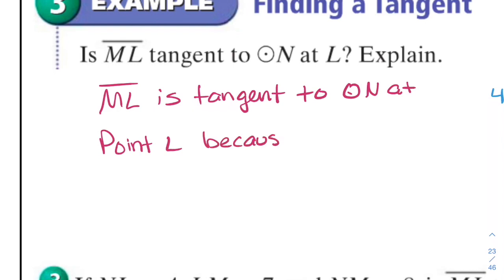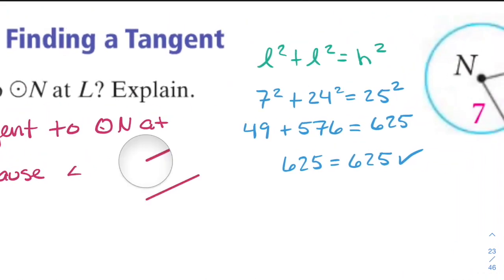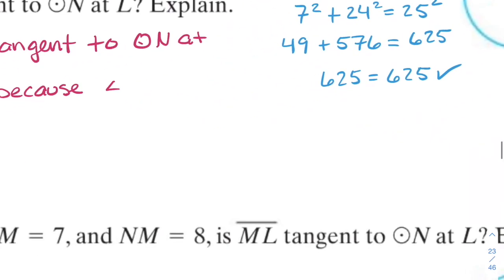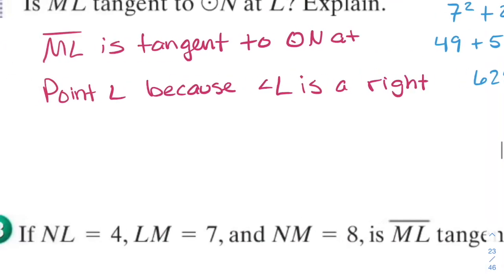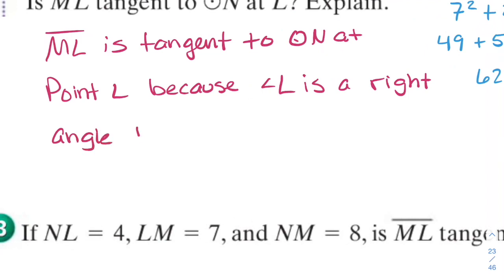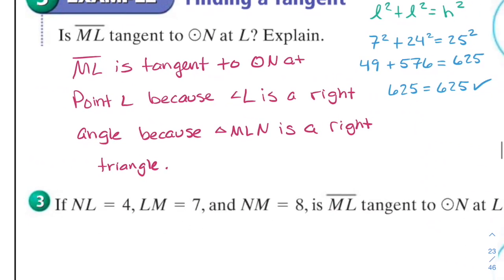Because angle L is a right angle, because we could even further say because triangle MLN is a right triangle. Sorry, that froze. I mean, you don't have to even go that far. You could just end it at angle L is a right angle.